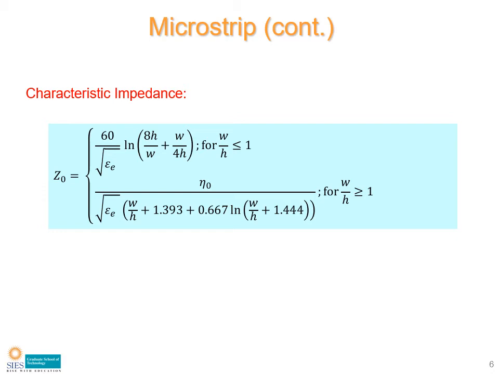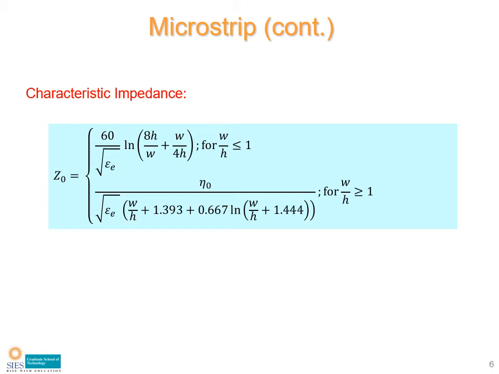So whenever we are analyzing any line, it's very important to calculate the characteristic impedance of the line. Okay, so this characteristic impedance of the line is indicated by Z0. And what is this Z0?